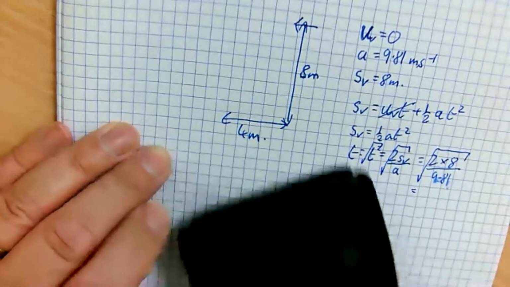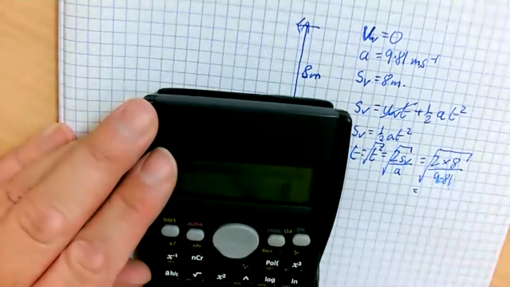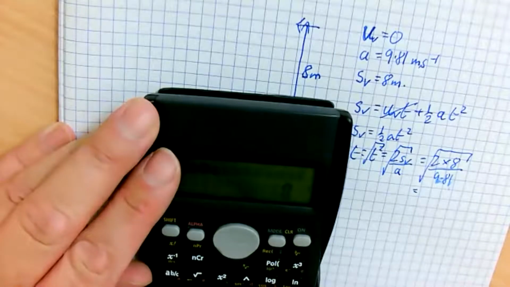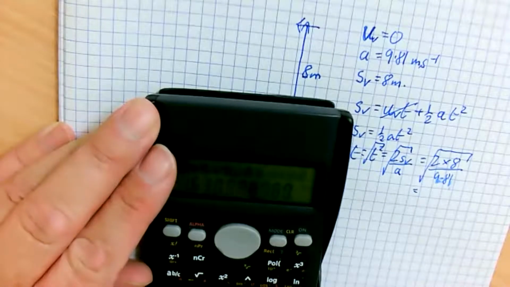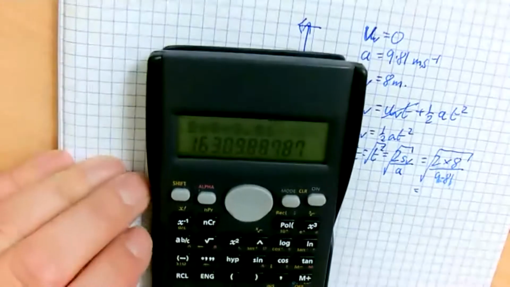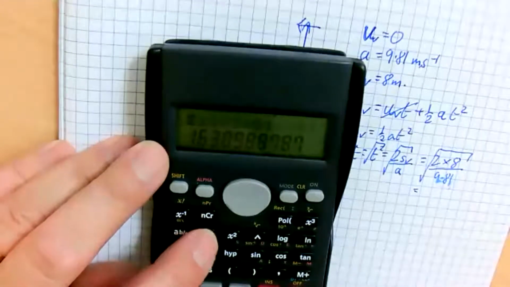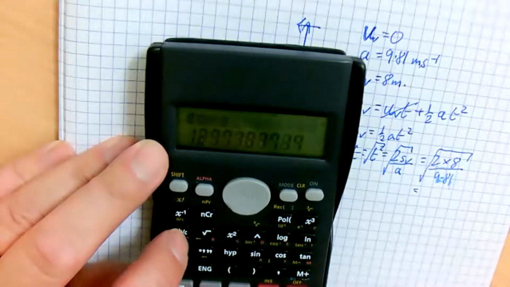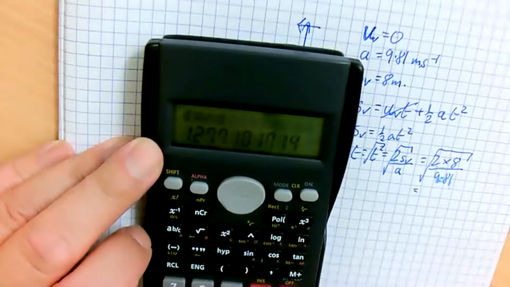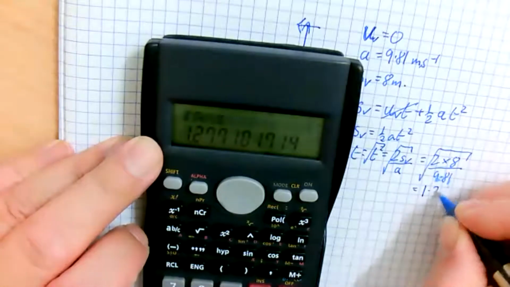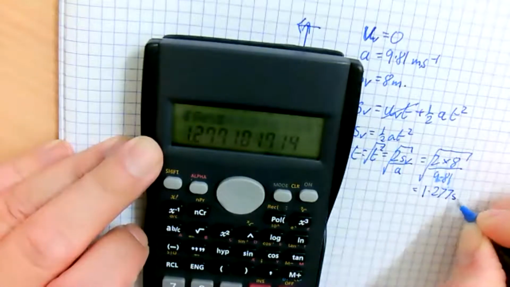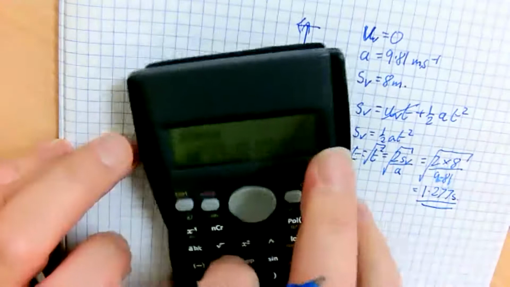So you literally just use your calculator. 2 times 8 divided by 9.81 gives you 1.63. You then need to square root it. That's the bit that people miss out. So we end up with 1.277 seconds. Okay, so that gives you the time.